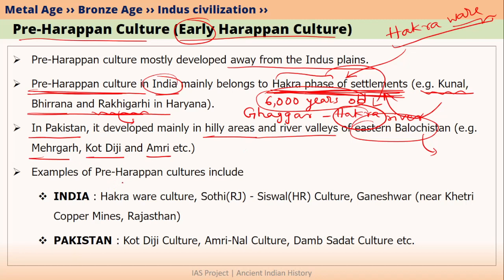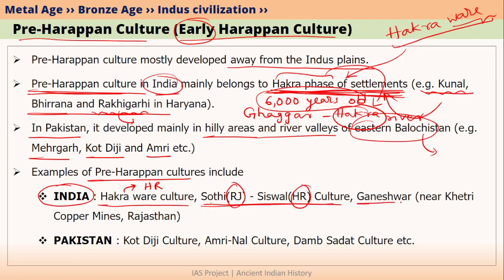So we said that pre-Harappan culture is not a single culture, but a network of cultures. So what were all those cultures which are included? If we talk about India, then Hakra-ware culture, or the Hakra phase of settlements, is a part of pre-Harappan culture, and it is mainly located in Haryana. We also have Soti-Siswal culture. Soti is located in Rajasthan and Siswal is located in Haryana. So Soti-Siswal culture is also a part of pre-Harappan culture.